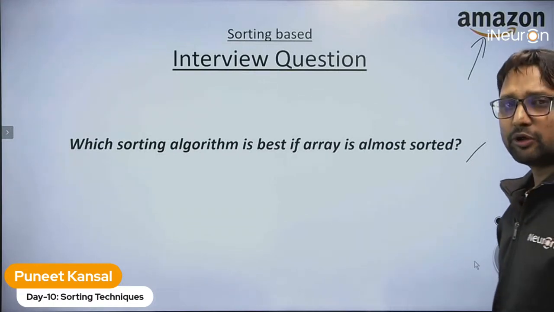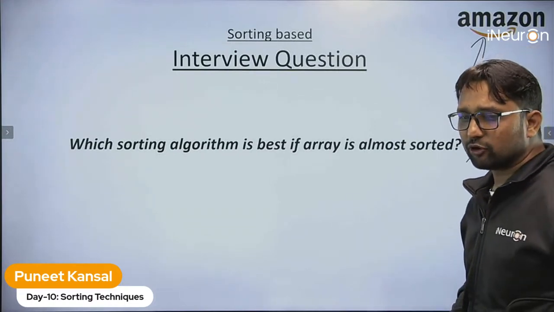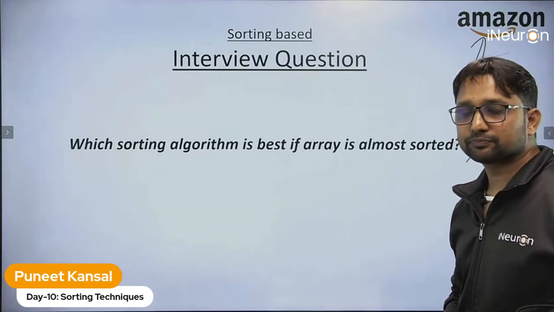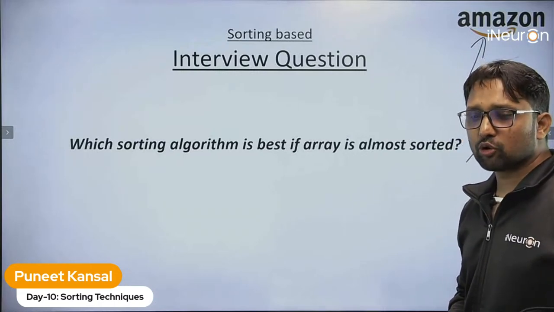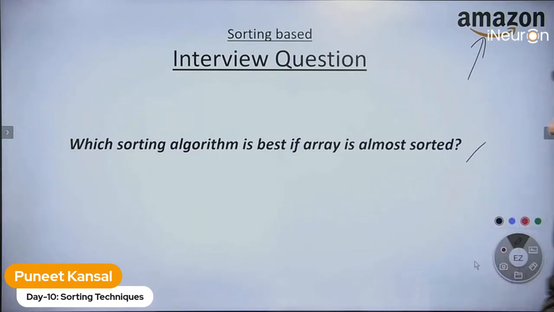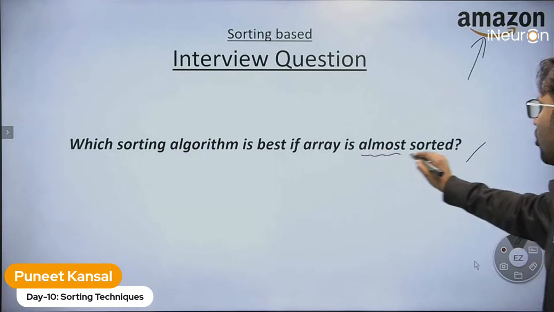Try to answer. You can use Google also. If you don't know, try to answer in the chat box. You are allowed to use Google. And if you know already, you can write directly. Which sorting algorithm is best when the array is almost sorted?